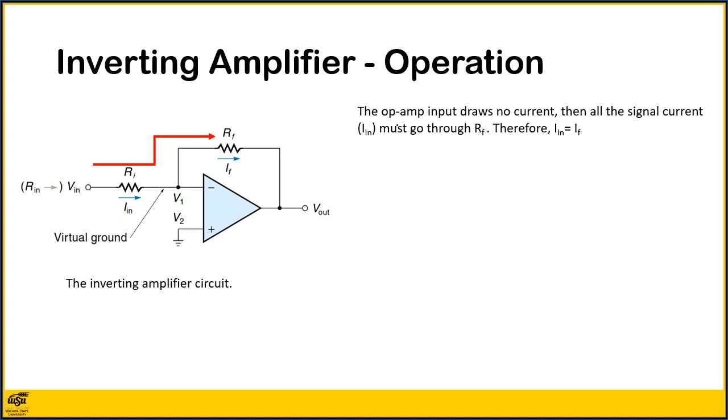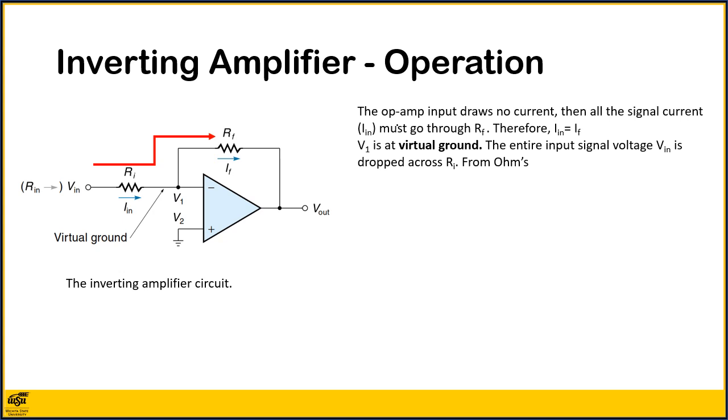First, if the op-amp input draws no current, then all the signal current Ii must go through Rf. There is nowhere else for it to go. Hence, Ii equals If. By assumption, V1 and V2 are virtually the same voltage, and V2 is grounded. Thus, V1 is at virtual ground.